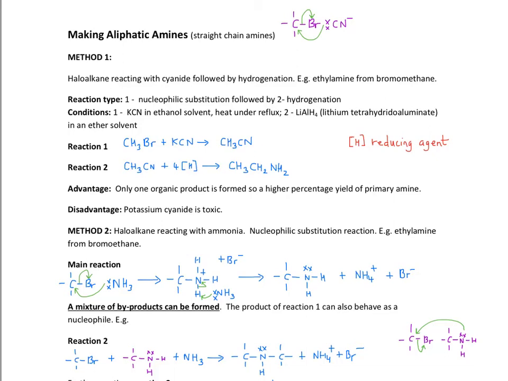This is the second part of the amines tutorial clip. This tutorial is about making aliphatic amines, that means straight chain amines.